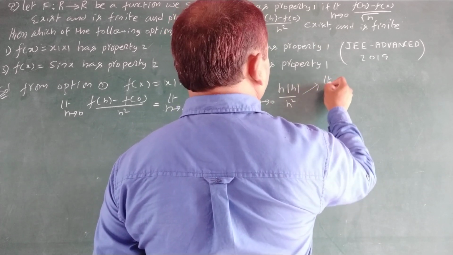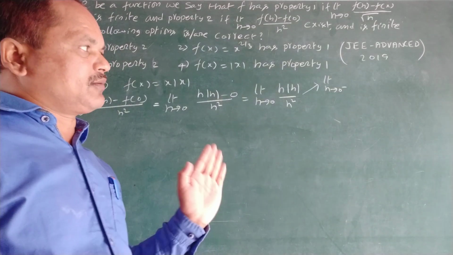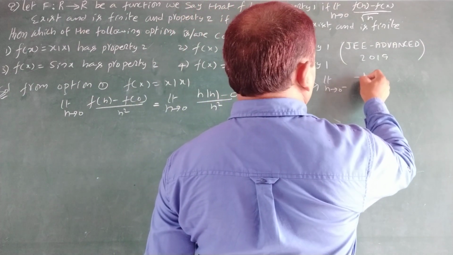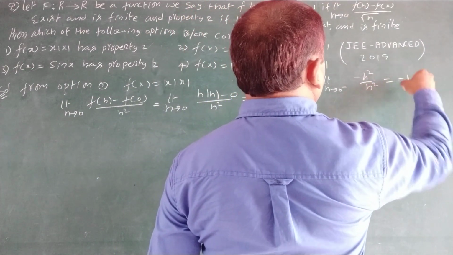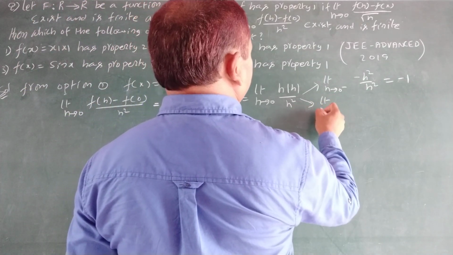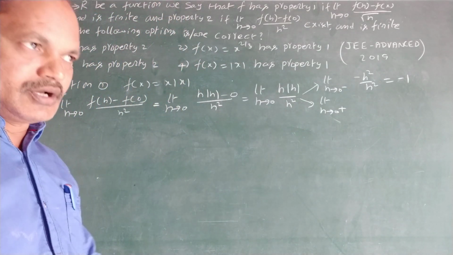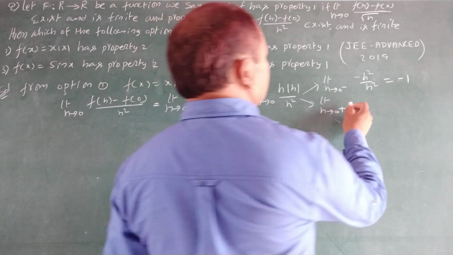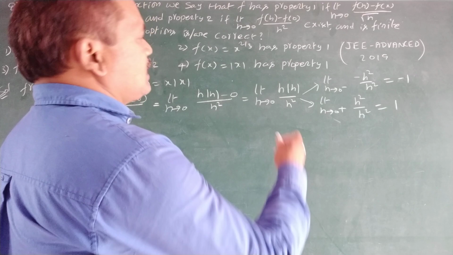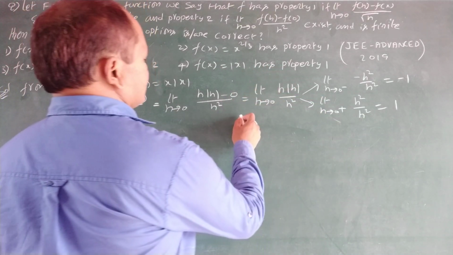That is limit h tends to 0 minus. For h tends to 0 minus, h is less than 0, so mod h is minus h. Then it is minus h square by h square, that is minus 1. Now limit h tends to 0 plus, h greater than 0, right neighborhood. Then it is h square by h square, it is 1. That's why LHL is not equal to RHL, that's why the limit does not exist.